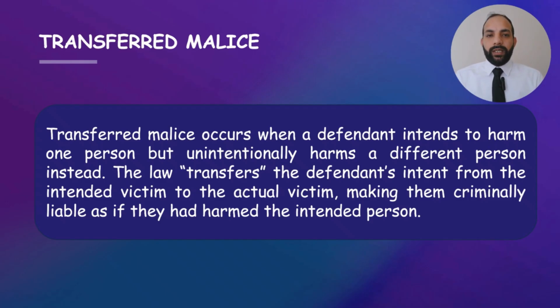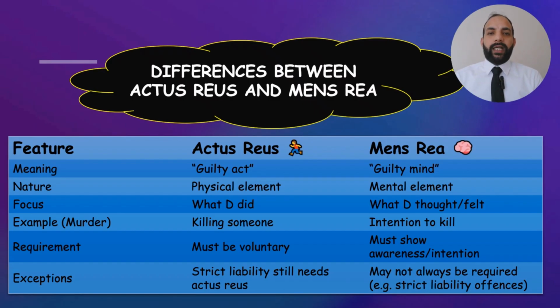Okay, the next is the differences between actus reus and mens rea, because these are two topics that are the basic foundation of criminal law. So let's take a quick look at the differences. Actus reus means guilty act and mens rea means guilty mind. The nature of actus reus is a physical element, you perform something physically, but mens rea is all in your mindset, your state of mind. The focus in actus reus is what somebody did, but in mens rea, it is what someone thought or felt.